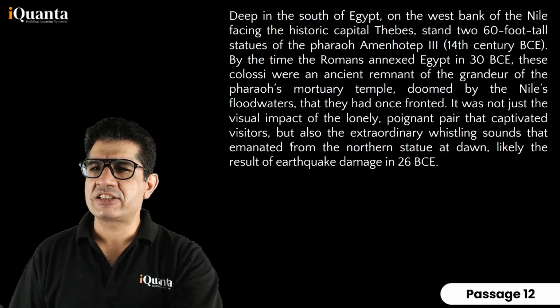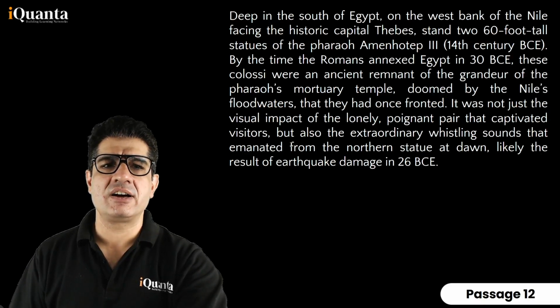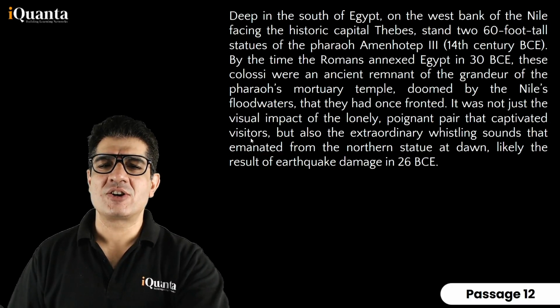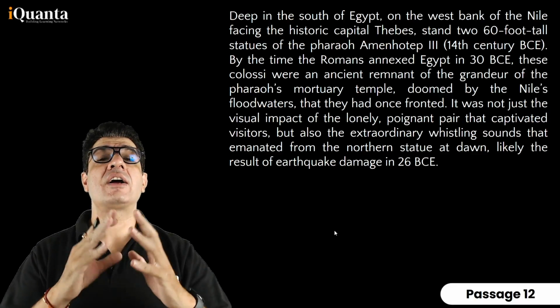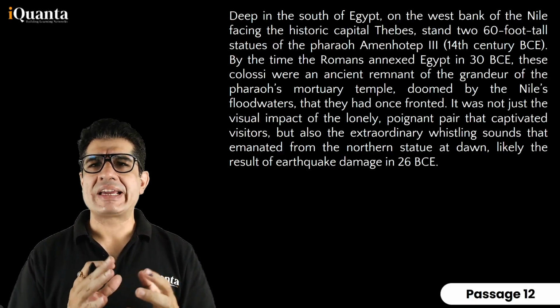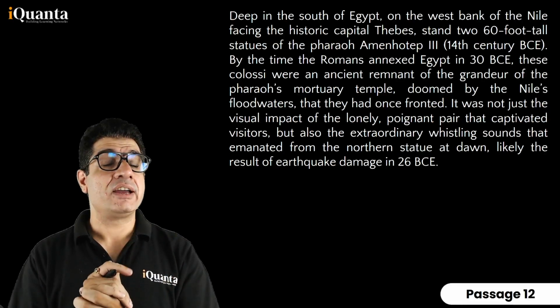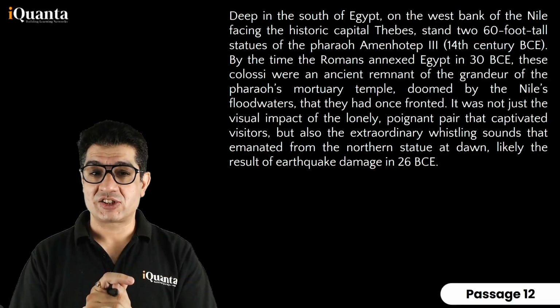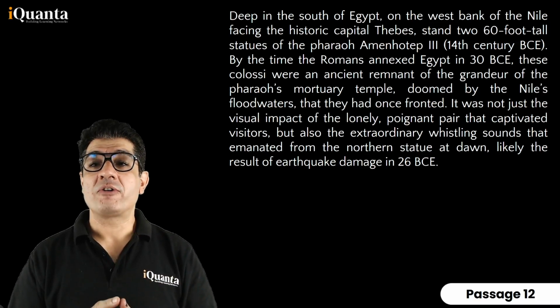So by the time the Romans annexed Egypt in 30 BC, these colossi, what exactly is a colossi? What would that be? So the colossi basically is the larger than life statues which were made by Greeks or Romans. So colossi is nothing but a statue which is larger than life. It is a plural noun. The singular is colossus. Then I see another word. So these colossi were an ancient remnant. Remnant is the leftover of the grandeur of the pharaoh's mortuary temple.